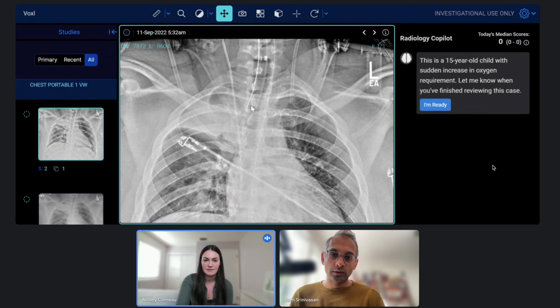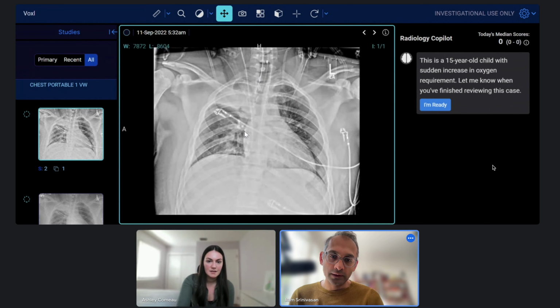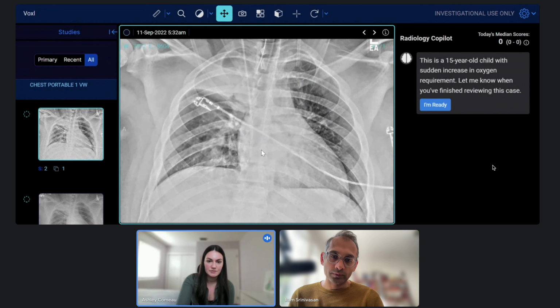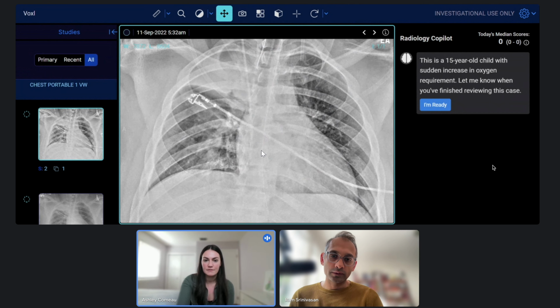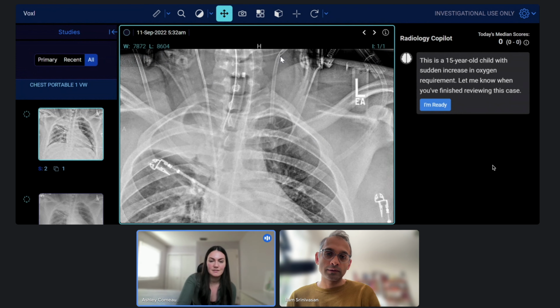This line here, it looks like a right internal jugular central venous catheter. So it should be in the cavoatrial junction, and by rule of thumb, it's 2 vertebral bodies below the carina. The tip is right about there, so I think it's in good placement. You can see there's a little kink here.